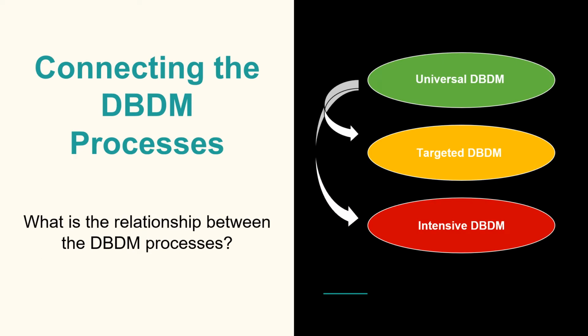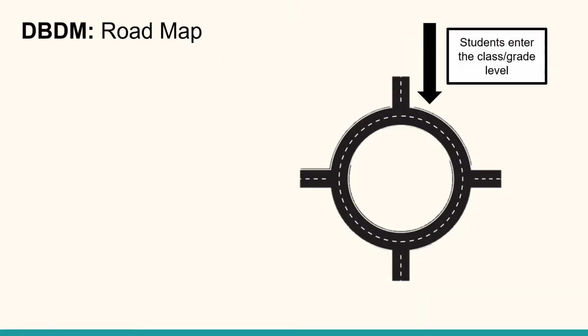First, let's revisit how all of the DBDM processes relate to one another. Data-based decision-making can be thought of as a roadmap to supporting students. The DBDM process and the data used within those processes are the guide for how to provide students support as they take their educational journey. We will use a roundabout to help us visualize the fluidity of these processes. Each year, students enter the roundabout of a new school year.